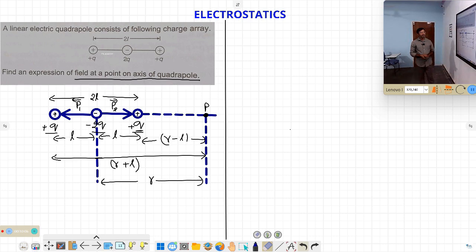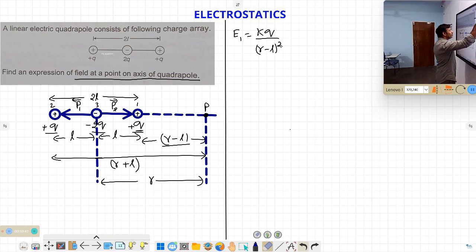Now, there are different electric fields. There are two positive charges, each giving an electric field at that point, and the negative 2q charge also gives an electric field at that point. Due to the positive charges, I am taking the fields as 1, 2, and 3. The electric field due to the first charge, E1, is 1 by 4 pi epsilon, the formula being k into charge q by the square of the distance. The distance is R minus L, so I can write R minus L whole square.